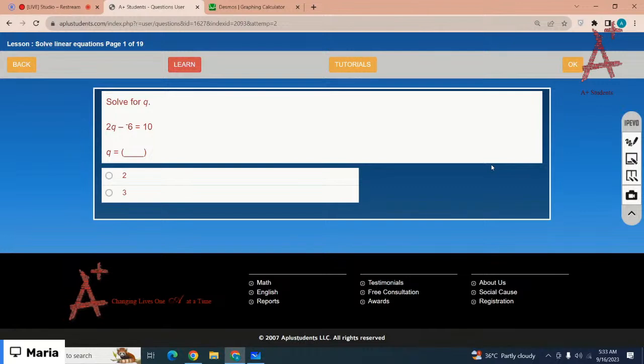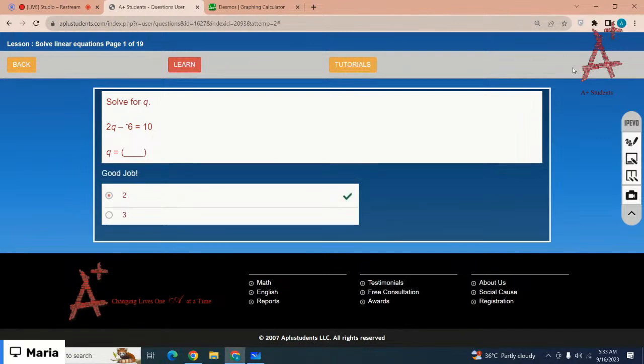The correct option is very good. That is 2. Q equals 2 is the solution of the equation.